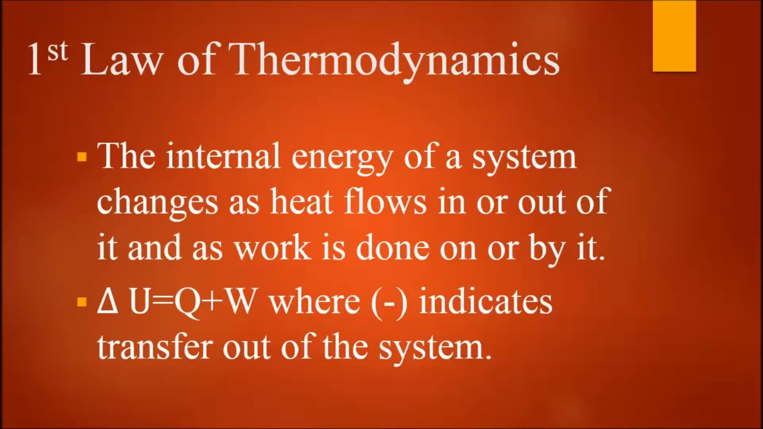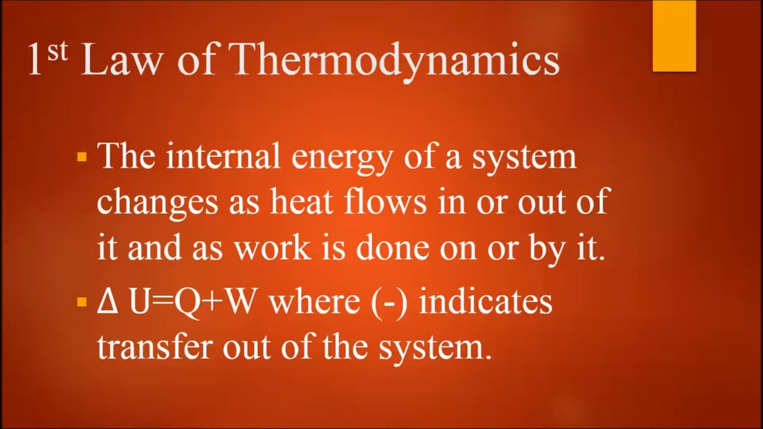The first law of thermodynamics states that the internal energy of a system changes as heat flows in or out of it and as work is done on or by it. In other words, heat and work are two mechanisms that transfer energy into or out of a given system. This can be expressed mathematically by the equation: the change in internal energy is equal to heat plus work, where a negative sign indicates a transfer out of the system.